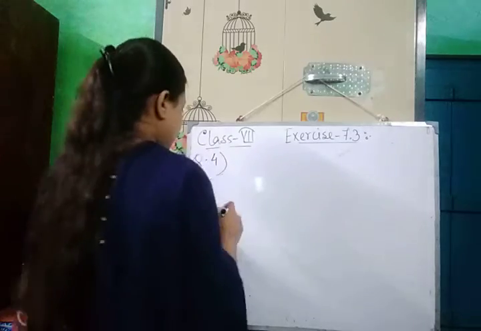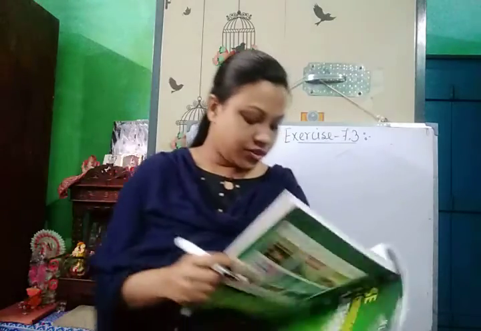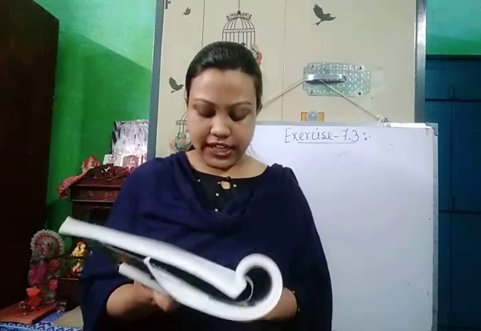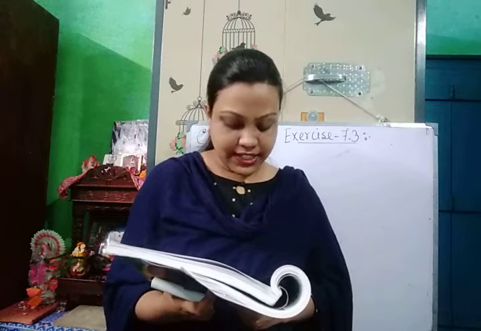Question number 4 next. Okay, in question number 4, the question is: Rajinder bought one almirah for rupees 4,800 and the other for rupees 3,600. He sold the first almirah at a gain of 13 whole 1 by 3%, and the other at a loss of 15%. So how much did he gain or lose in the whole deal?